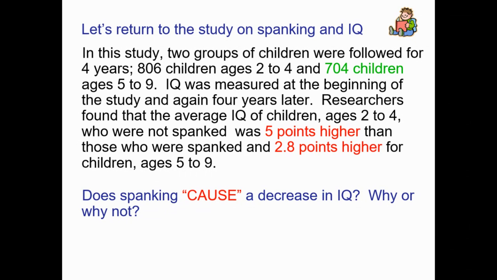Okay, so what did some of y'all say? Does spanking cause a decrease in IQ, and then why or why not? Is that supposed to be more opinionated or more positive? Yeah, this one can be. Try to use the data as much as you can, but they didn't really give us too much data. So what do y'all think? I know y'all said no earlier, but what was your why, or your why not, I should say?